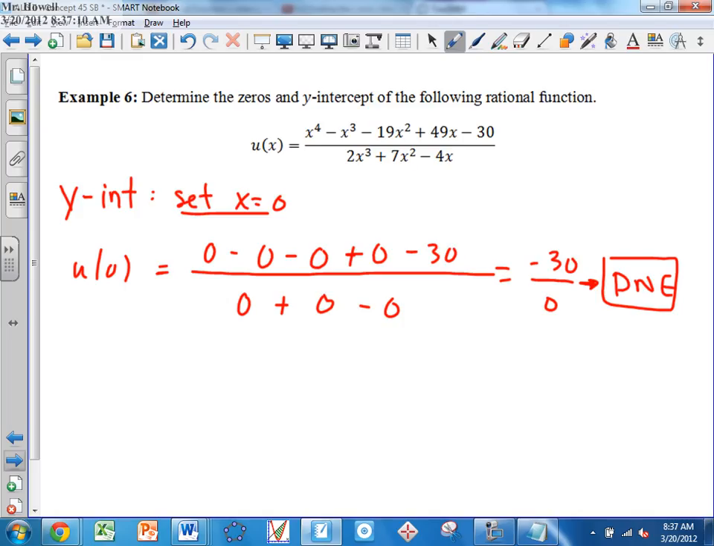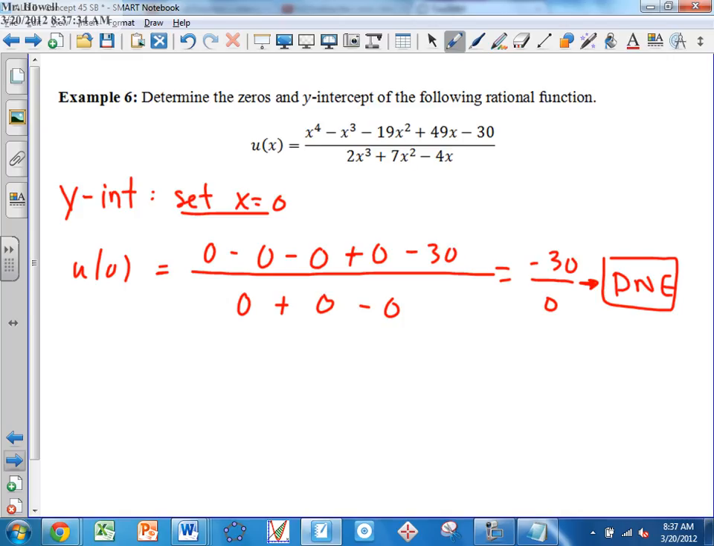The y-intercept, I just need to set x equal to 0, right? So I set x equal to 0. I plug in all my zeros for all my x's. But I end up getting 30 or negative 30 over 0. But I can't divide by 0. So in this kind of a graph, there is no y-intercept. And that's possible with rational functions. It does not exist. Okay, it does not exist.